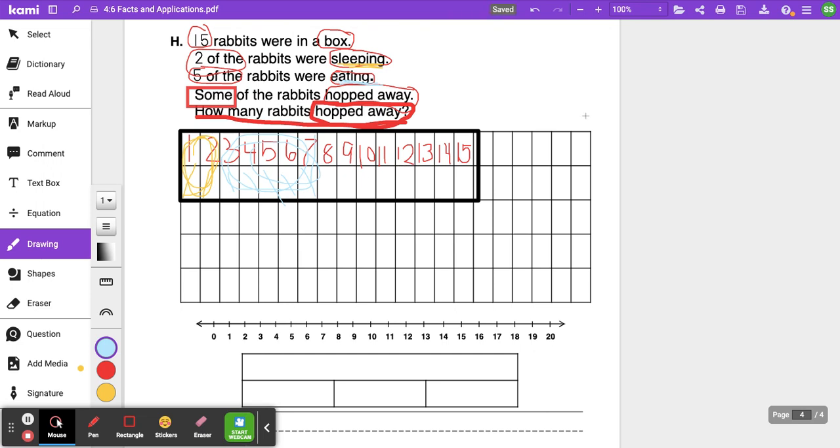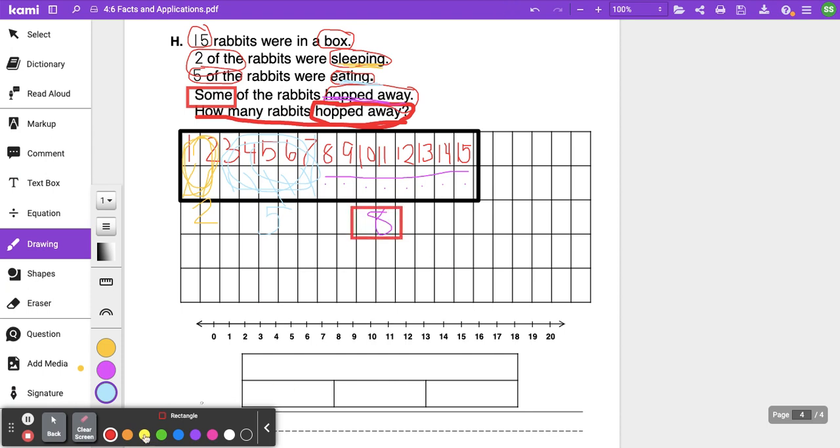Now then, some of the rabbits hopped away. That's going to be all of these other rabbits, all of these ones. The rest, let's count them. 1, 2, 3, 4, 5, 6, 7, 8. This is 8. 8 rabbits hopped away. 2 were sleeping. 5 were eating. 8 hopped away. And we can put here our answer box. This is what we were looking for.